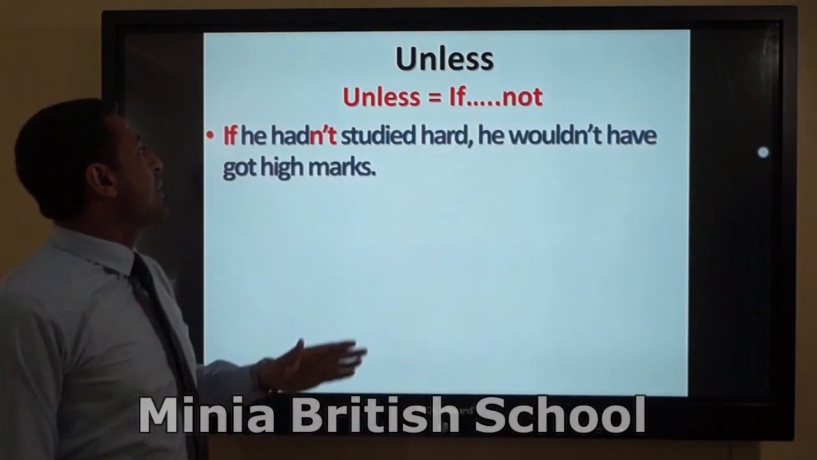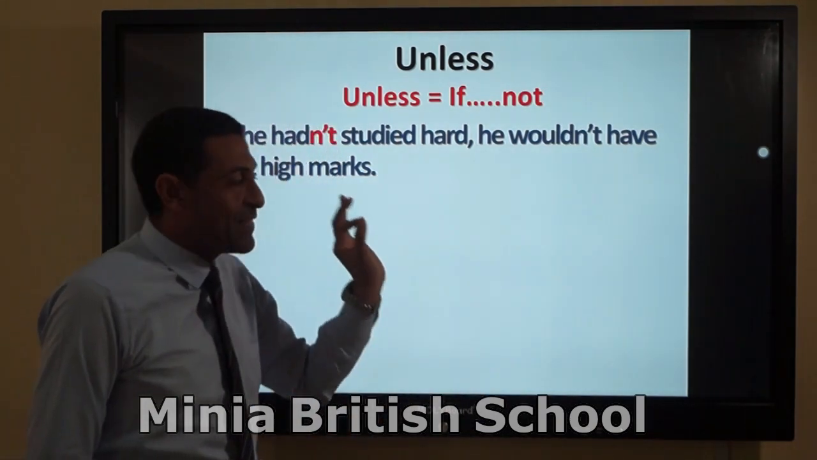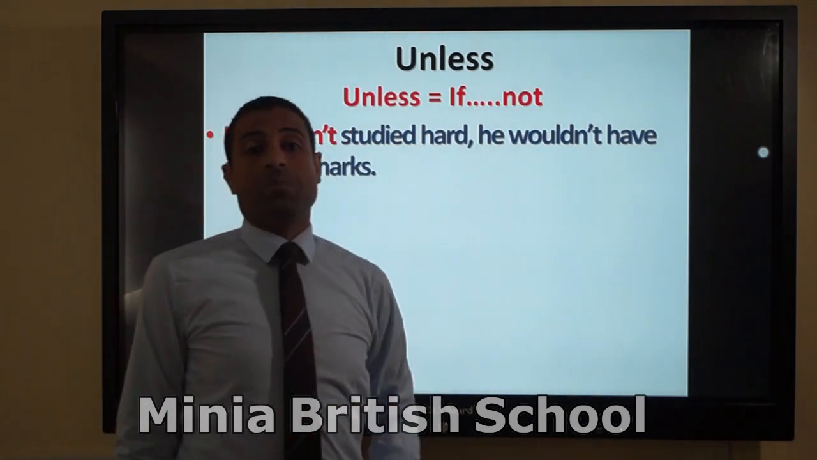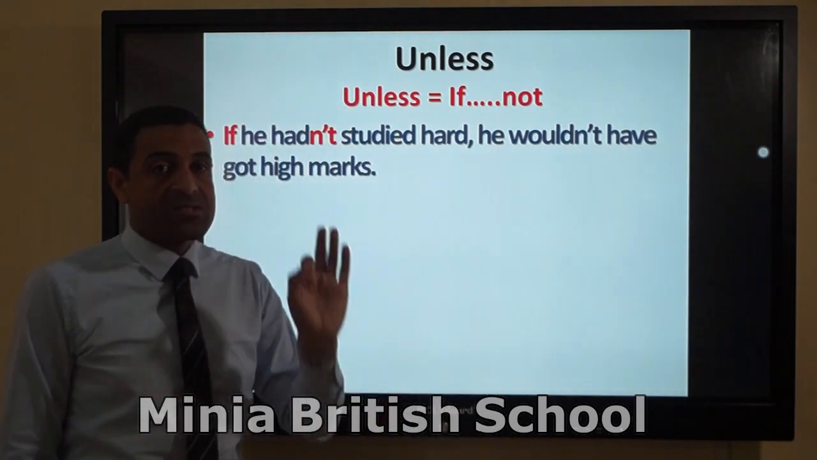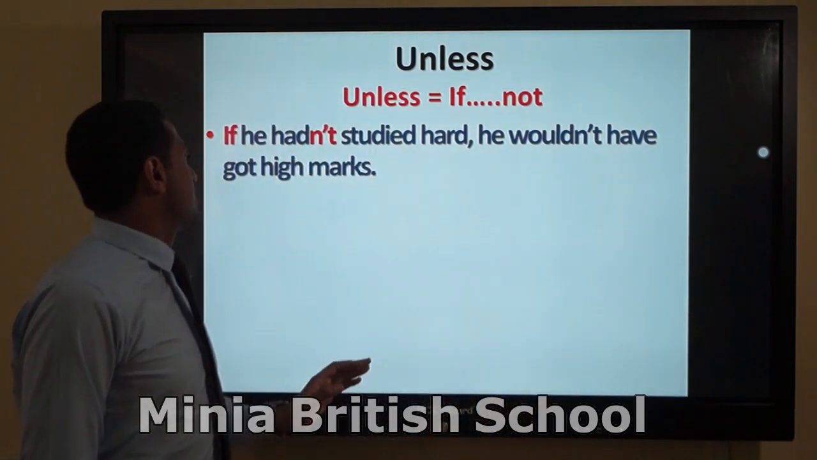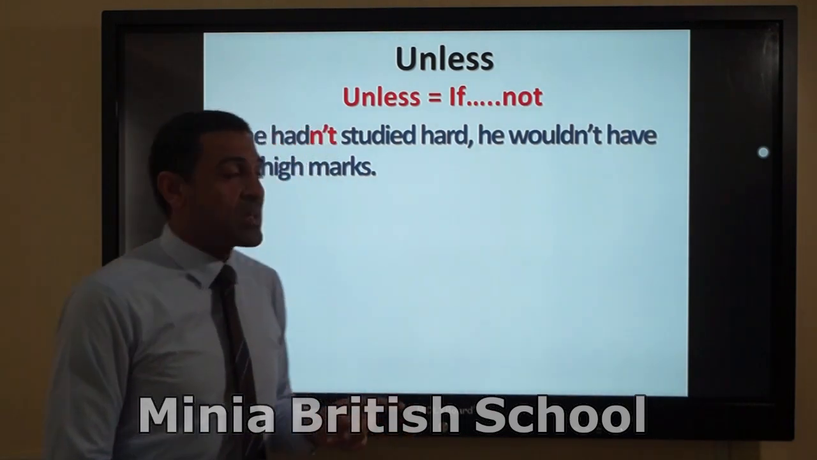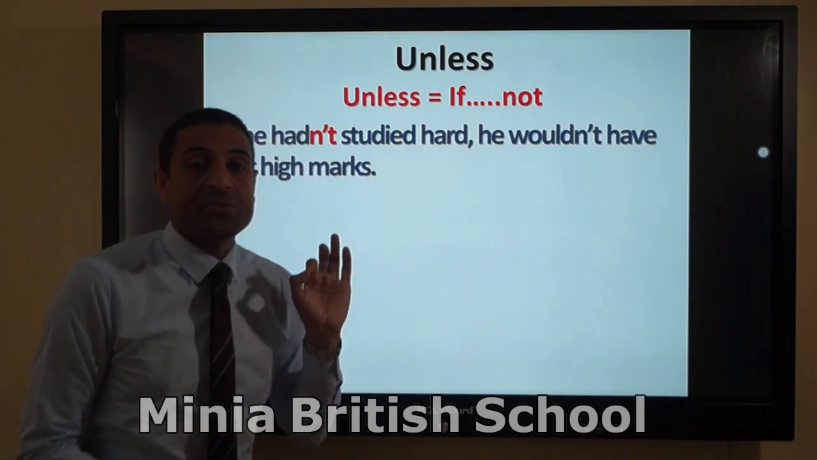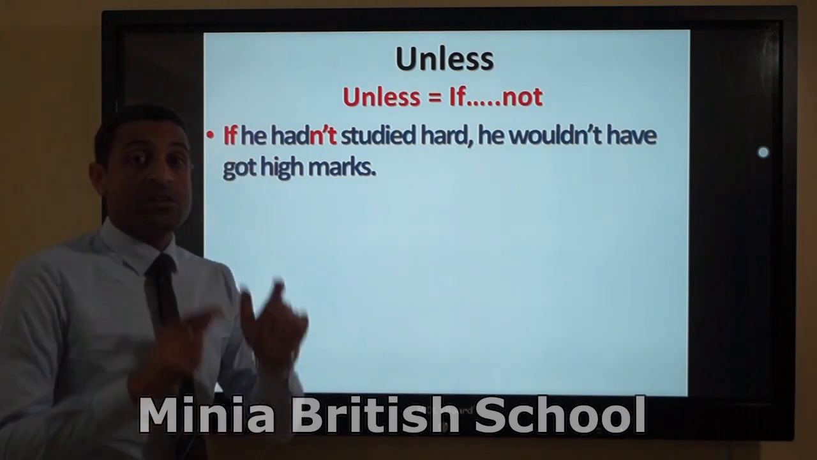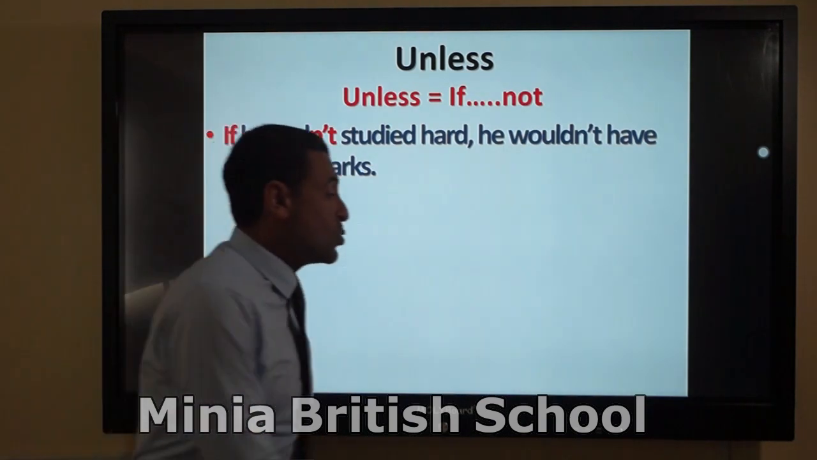So here the first one: if he hadn't studied hard, he wouldn't have got high marks. Okay, so here in this sentence, I have if and not. You can see them in red color. Can you see them clearly? Very good. Now, look, when I use unless, what can I do?